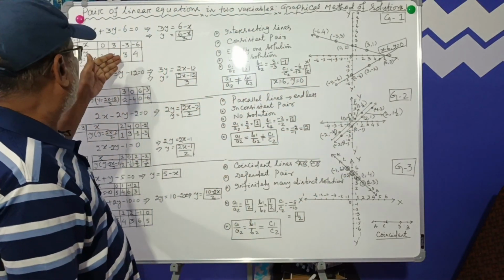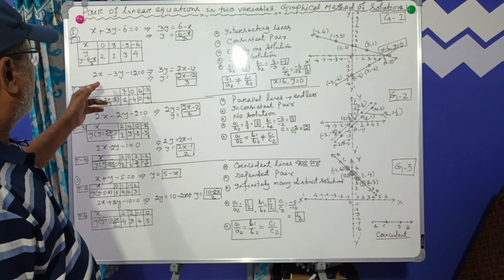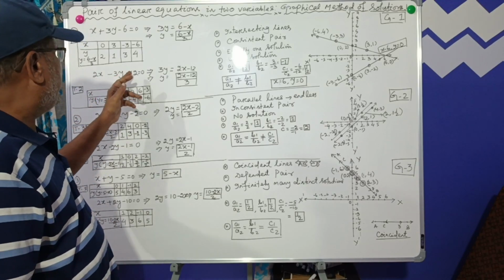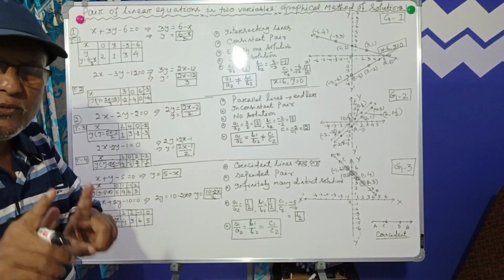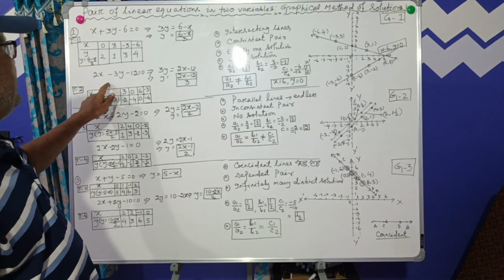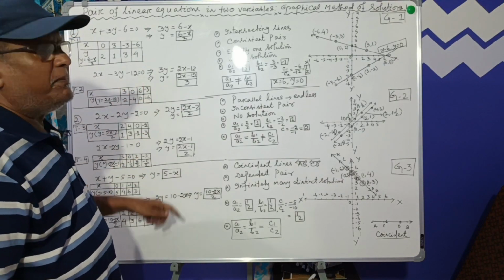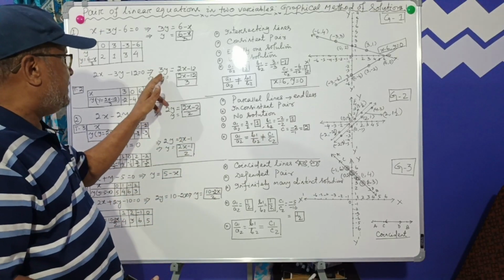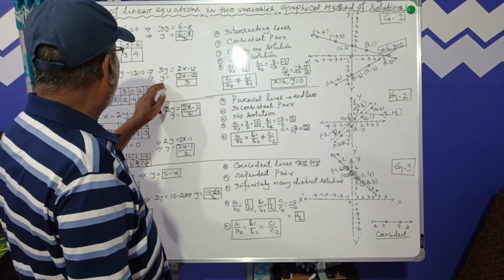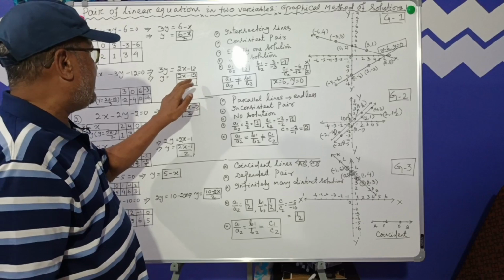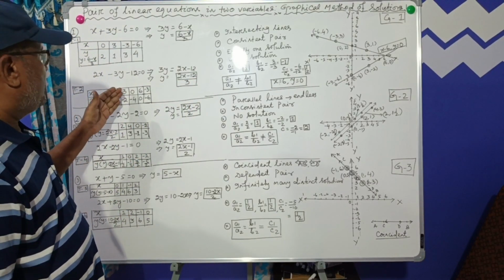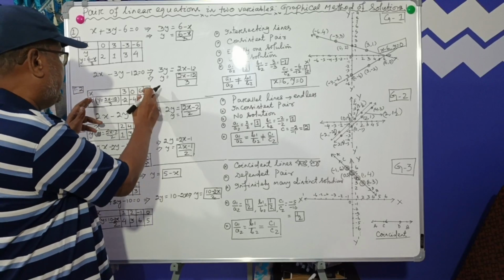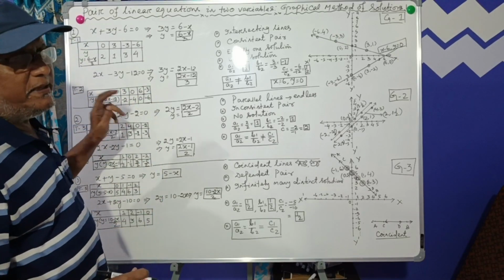Similarly, come to the second equation. 2x minus 3y minus 12 is equal to 0. A pair consisting of two linear equations. Now see, by transposition, we get 3y is equal to 2x minus 12, y is equal to (2x minus 12) by 3. So, accordingly, we prepare the table of the values of x and y.